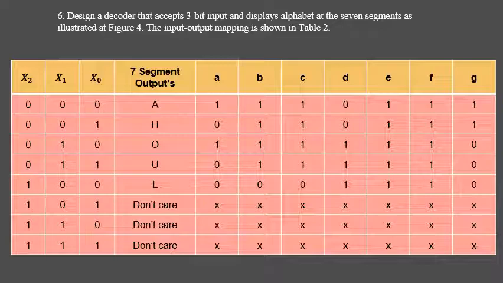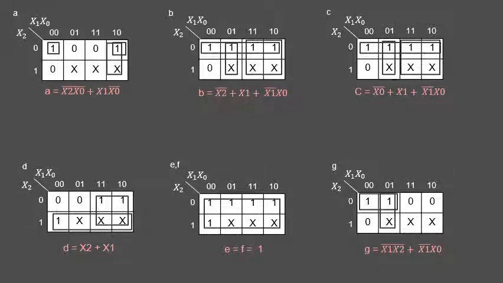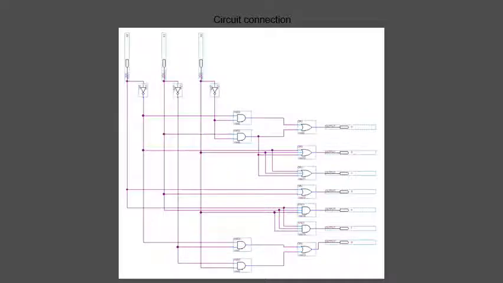Then we go through the K-map. For the K-map, we need to do it for each output. So I have 7 K-maps, one for each output. For each K-map, we have to make the Boolean expression. So the K-map I made is based on the truth table. This is the circuit connection that uses the 3-bit input.